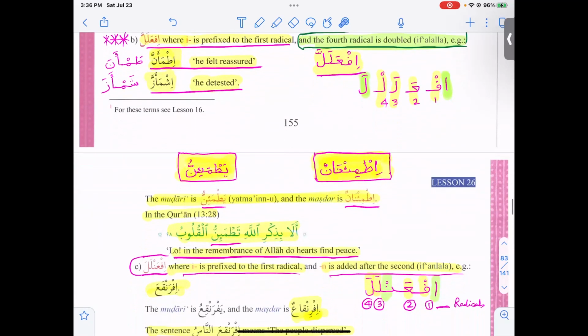Inshallah, here is a beautiful verse: Ala bidhikrillahi tatma'innul qulub. Lo, in the remembrance of Allah do hearts find peace. Itmi'nan, peace. Tatma'innu, to find peace, tranquility.